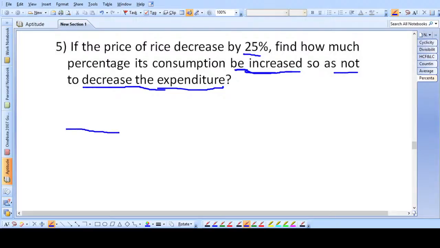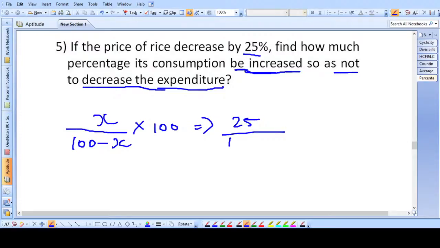I told you that increasing means you just decrease the denominator into 100. So this will be 25 upon 100 minus 25 into 100. Okay, this will be nothing but 25 upon 75 into 100. This will be nothing but 20%.